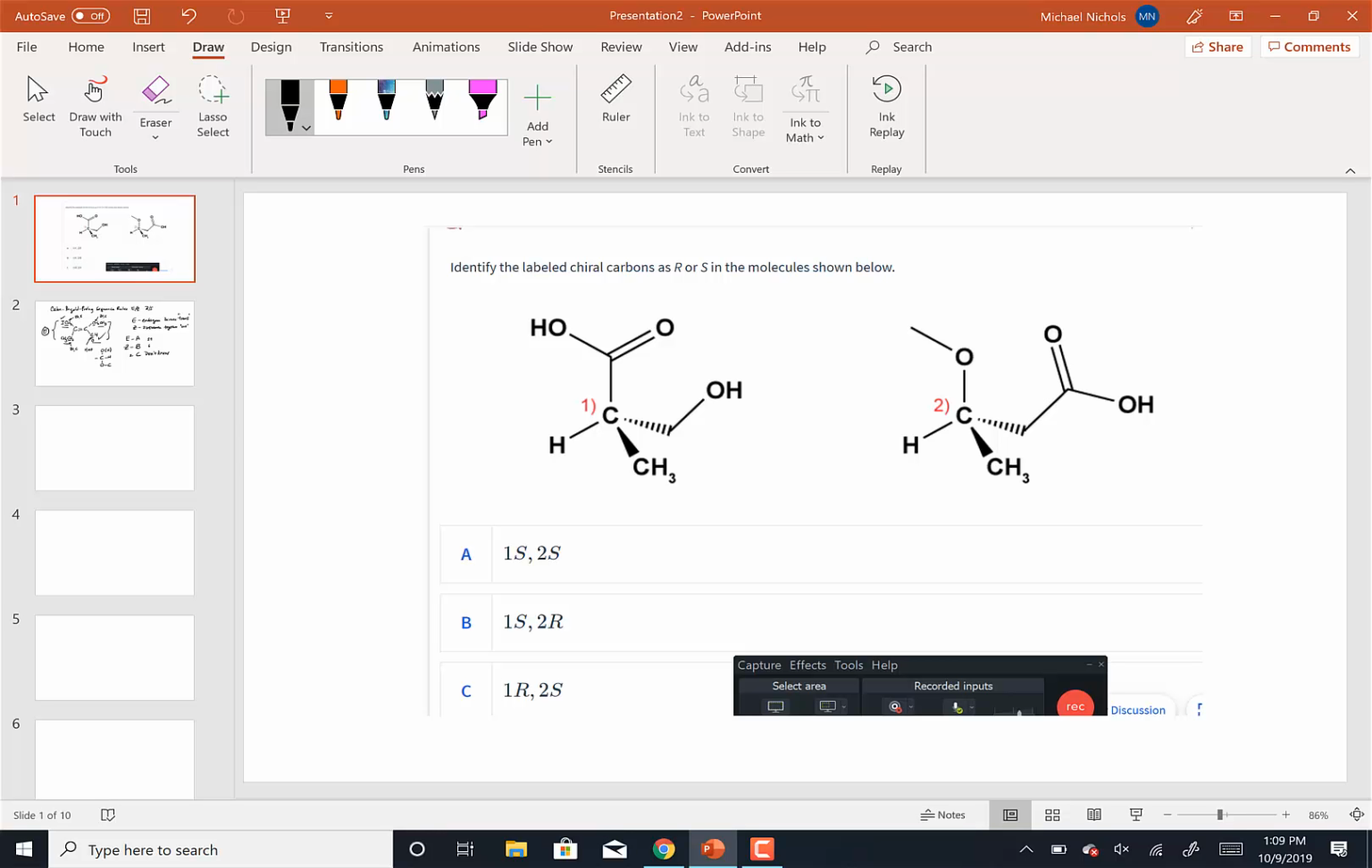What I need to do with this is determine for the 4 groups, I now need to rank them number 1 all the way to number 4 using the Cahn-Ingold-Prelog sequence rules. That's step 1. So, anybody want to offer for carbon number 1 here a group and a number?